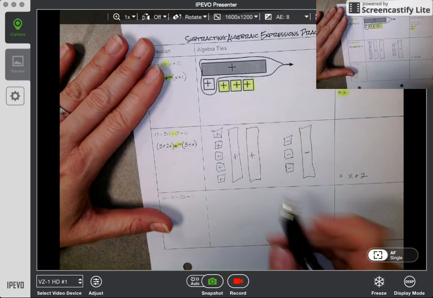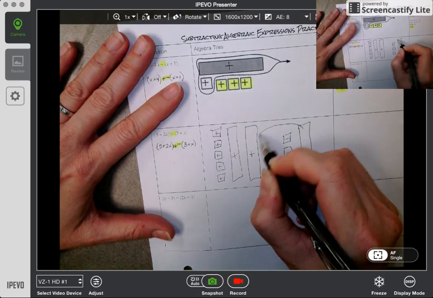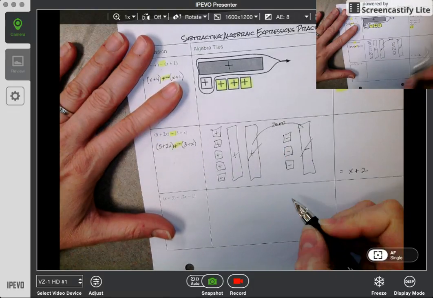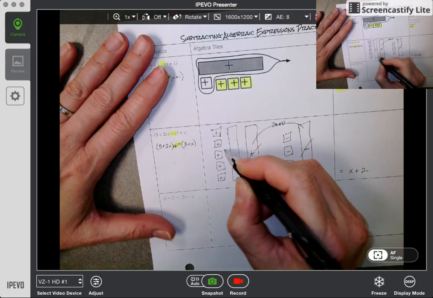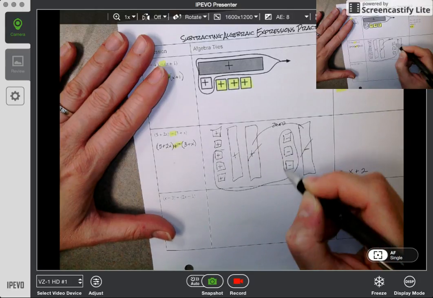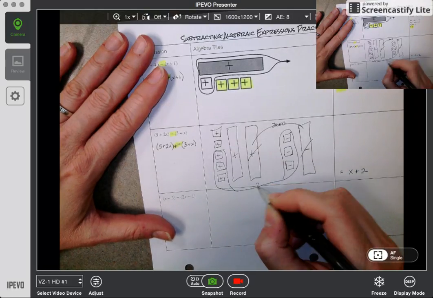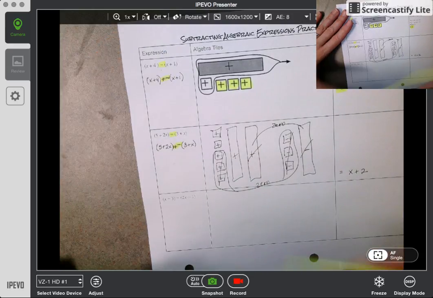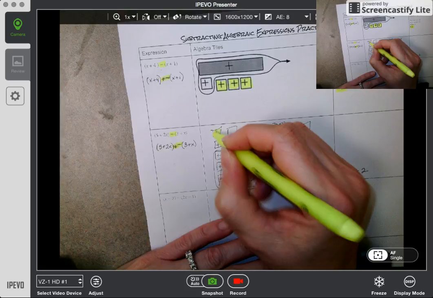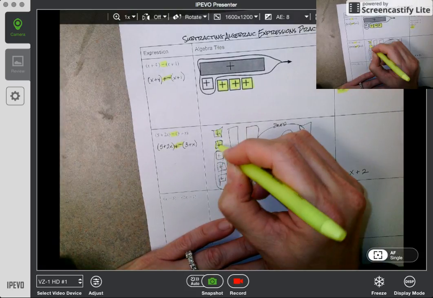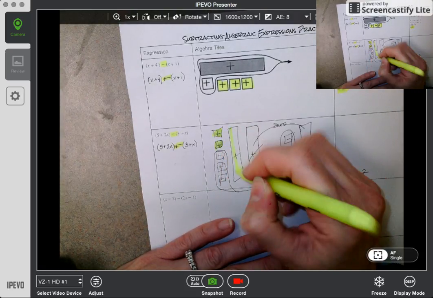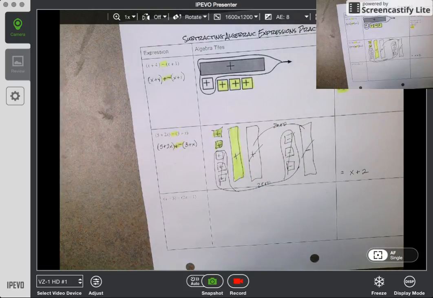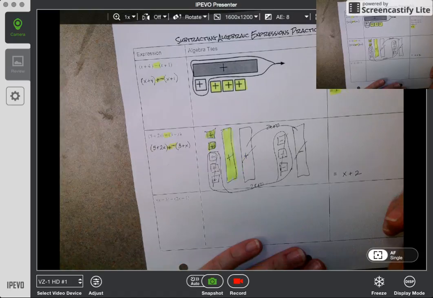All right. So let's look at what I did. I made these two a 0 pair. And I made 3 of these and 3 of these a 0 pair. So that left me with 1, 2 units and an x. There it is, that x. Okay?